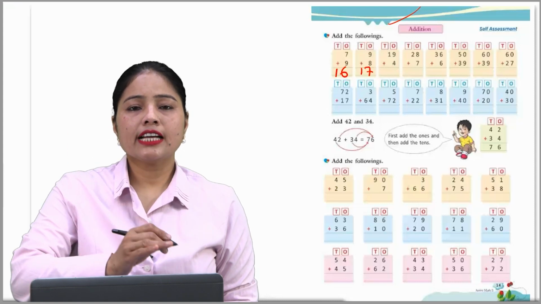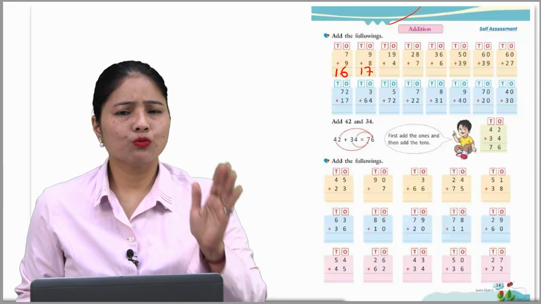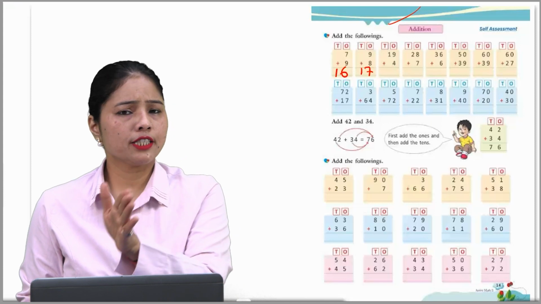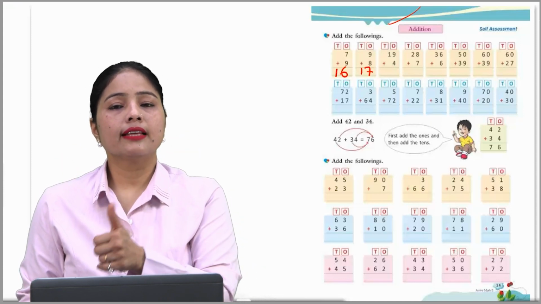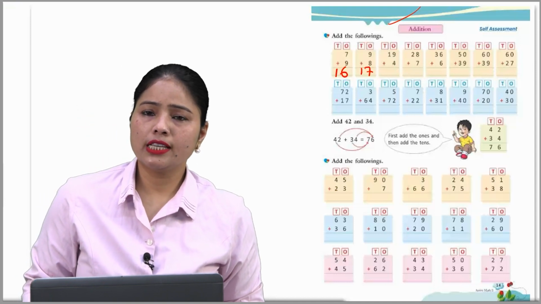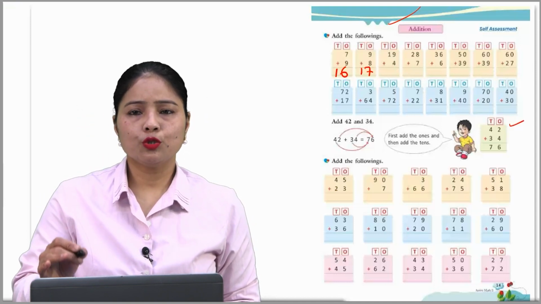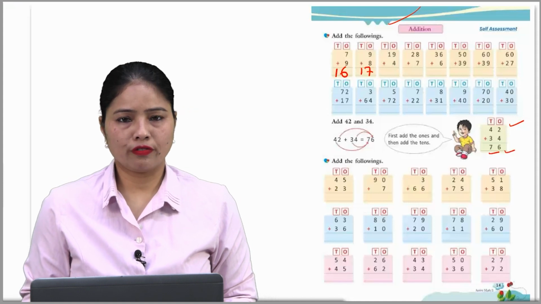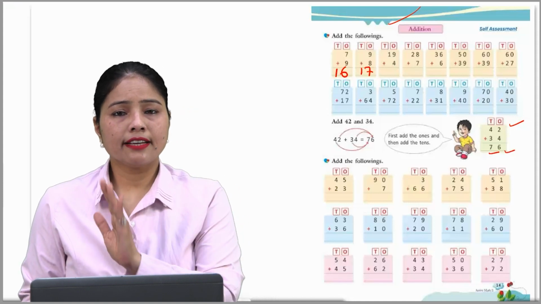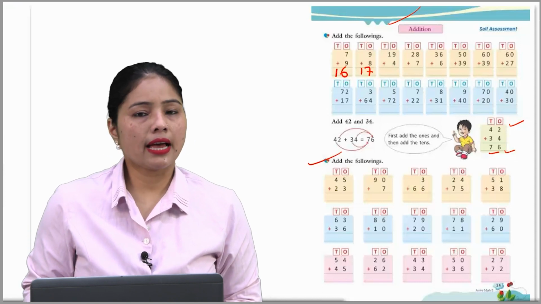Now move on, add 42 and 34. So beta 42 plus 34 is equal to 76. First add the ones and then add the tens place. Okay. So like this, 42 plus 34, पहले ones की place को solve करा, then tens की place को solve करा. Okay. So add the followings. अब इसी method से आप add करेंगे.